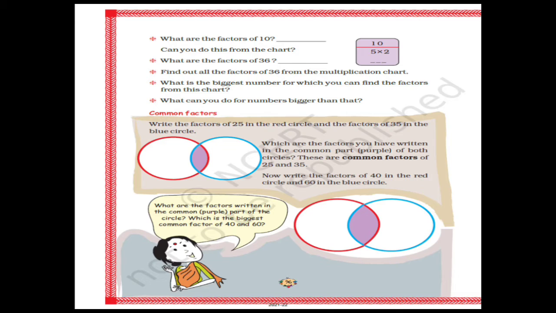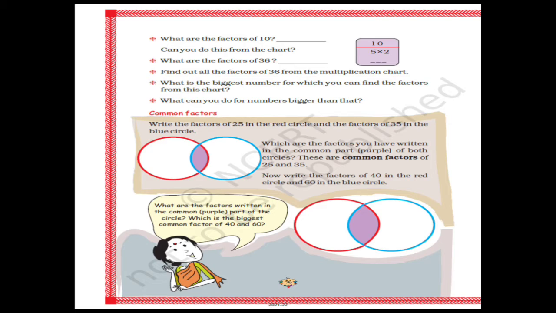Now see, in the factors that you have written in the red one and the blue one, you have to find out which numbers are common in both the red and blue circles. So you can easily find out that 1 and 5 are common in both. So 1 and 5 you will write here, right? In the purple part you have written 5 and 1, and they are the common factors.